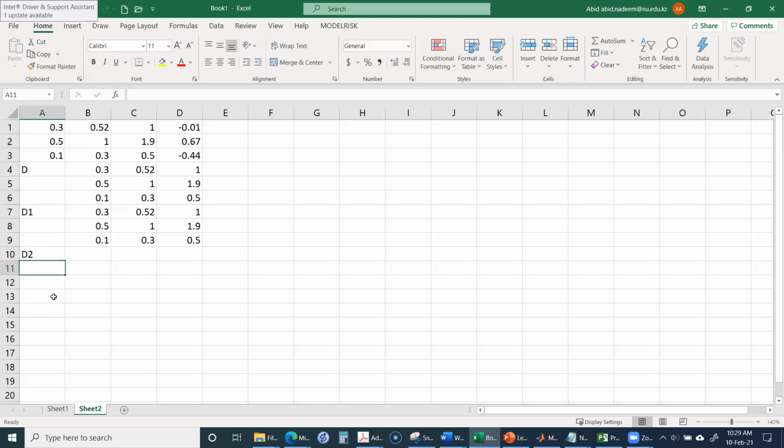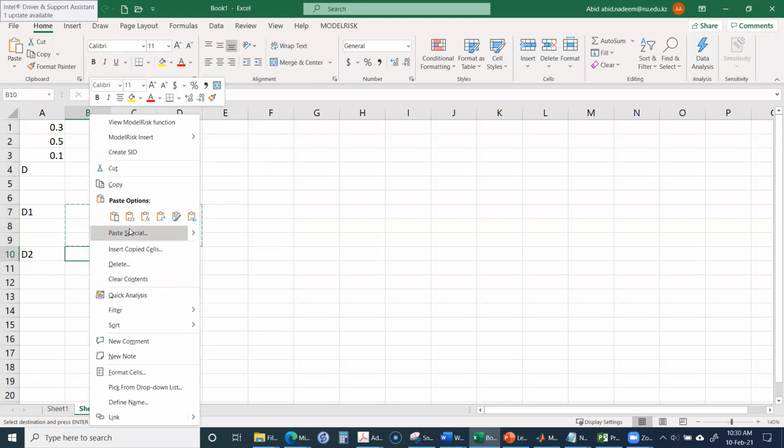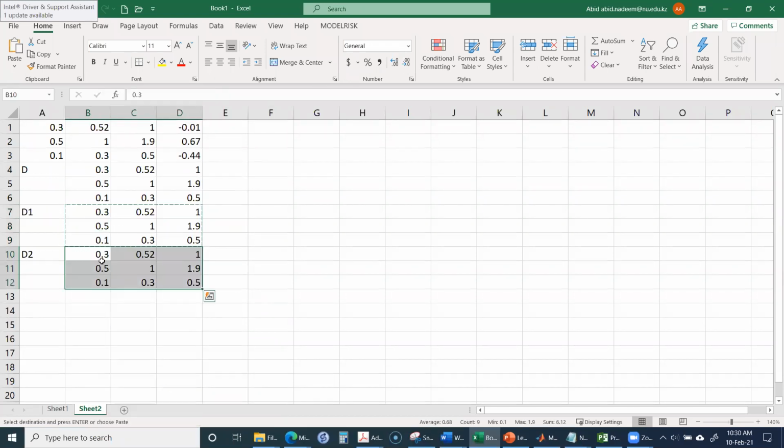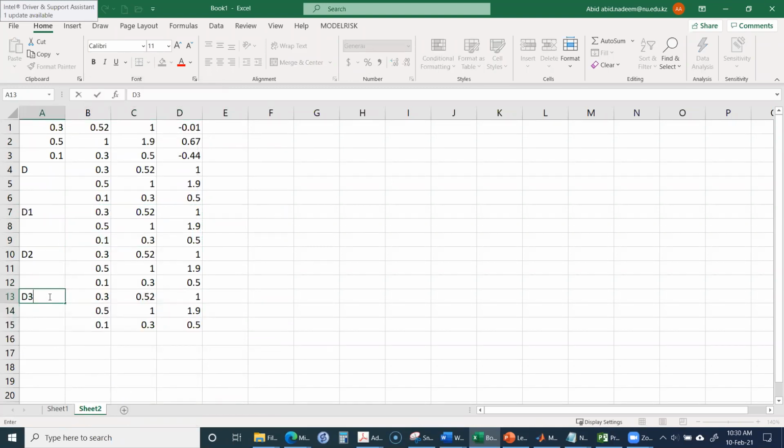Yeah, D2. And then we should have the same values. And determinant D3, we should have the same value, but with a difference, okay? So we have these determinants.